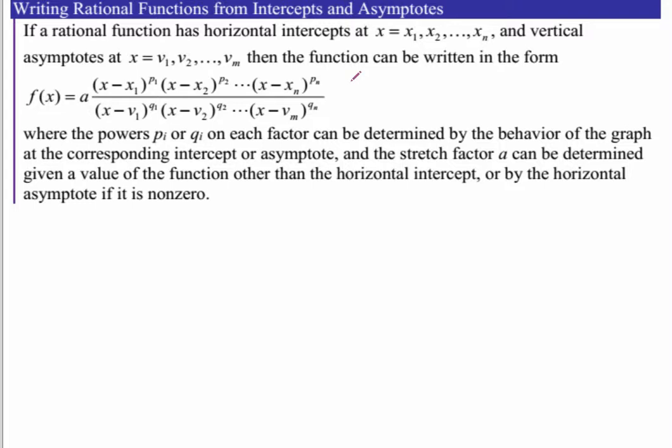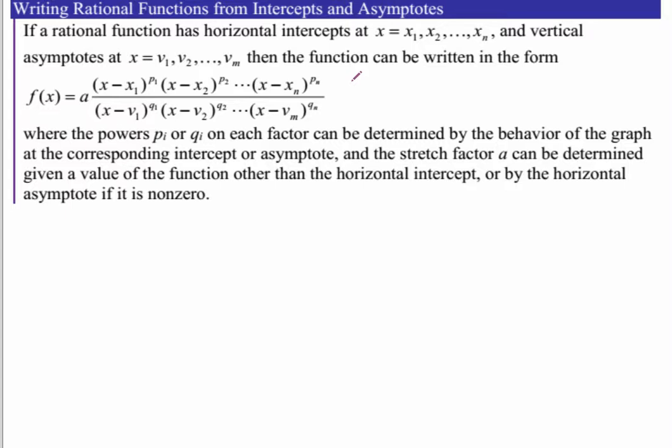Where the powers p sub i and q sub i down in the denominator just repeat the same thing in the numerator and the denominator, and each of the factors can be determined by the behavior of the graph at the corresponding intercept or asymptote. And a stretch factor A can be determined by a given value of the function other than the horizontal intercept, or by the horizontal asymptote if it is non-zero.